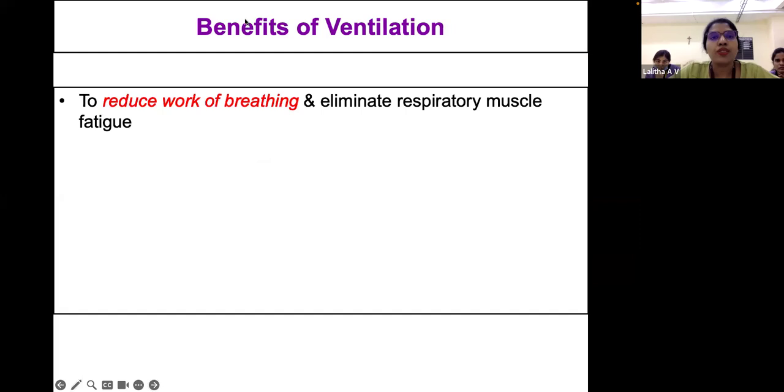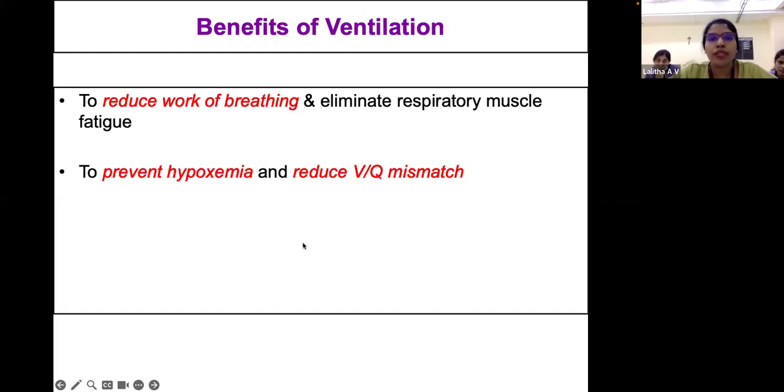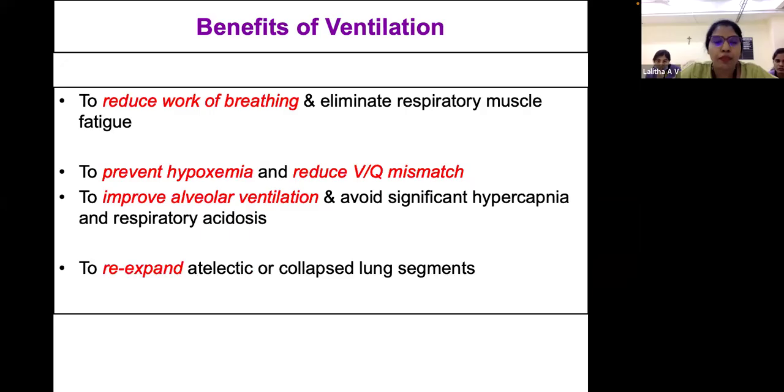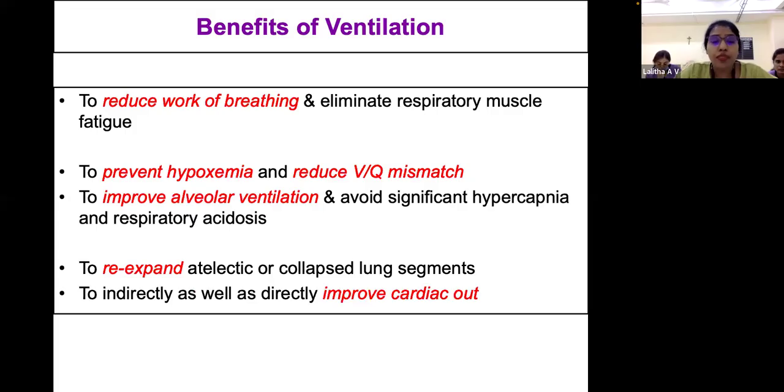So what are the benefits of mechanical ventilation? It reduces the work of breathing. It prevents and also eliminates the respiratory muscle fatigue. Hypoxemia reduces. It improves the alveolar ventilation and avoids significant hypercapnia and respiratory acidosis. Also, it takes care of atelectasis and collapsed lung segments. All this indirectly or directly can also improve the cardiac output of this patient. So these are some of the benefits of mechanical ventilation.